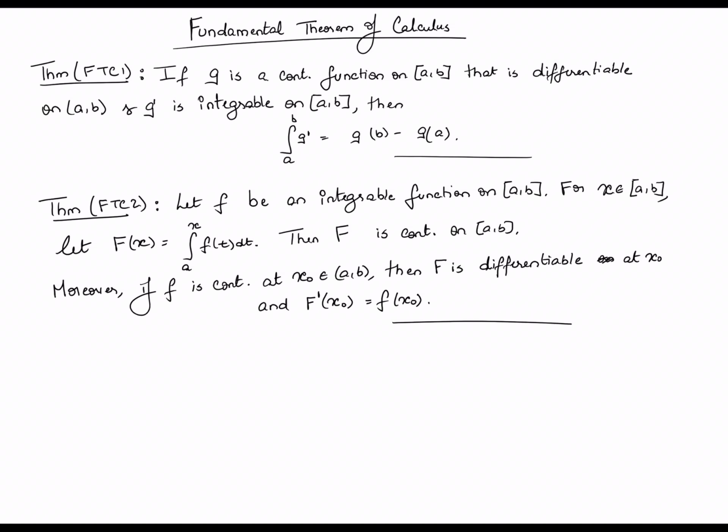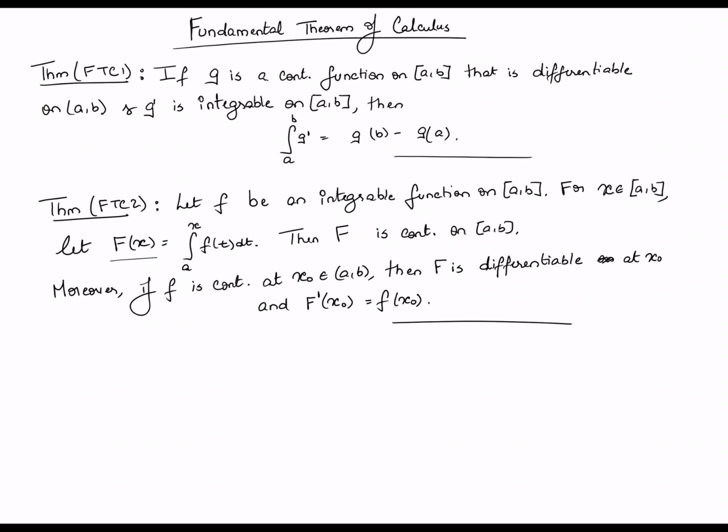Okay, and we define this function capital F, which is in fact the running integral of the function small f, right? So what is capital F? It is the integral from a to x of f of t dt. Okay, the first claim of FTC2 is that this running integral function is in fact guaranteed to be continuous on the interval AB. Okay, that's the easy part.